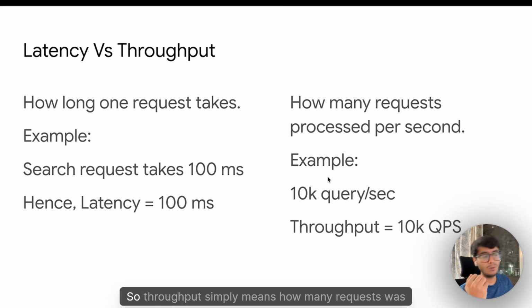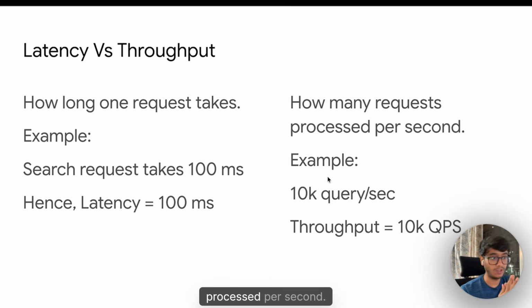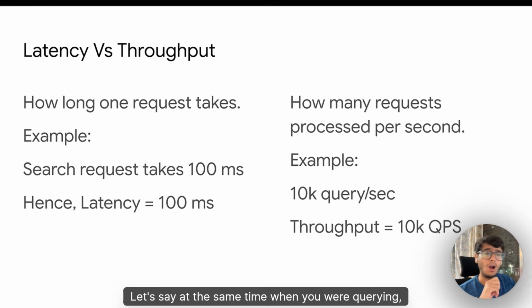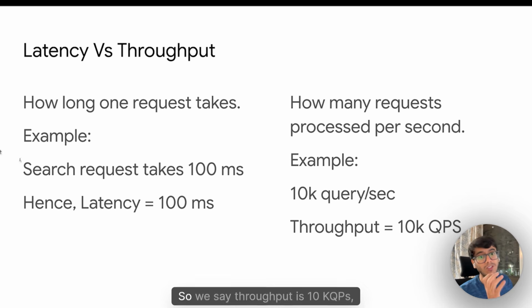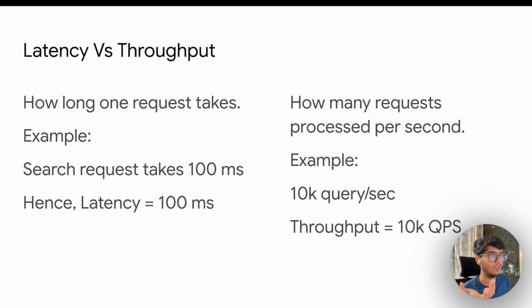And what is throughput? Throughput simply means how many requests were processed per second. Let's say at the same time when you were querying, how many concurrent users were also doing the same thing. I mean, how many requests were getting processed per second. So let's say if it was 10,000 queries per second, we say throughput is 10k QPS, which is queries per second.